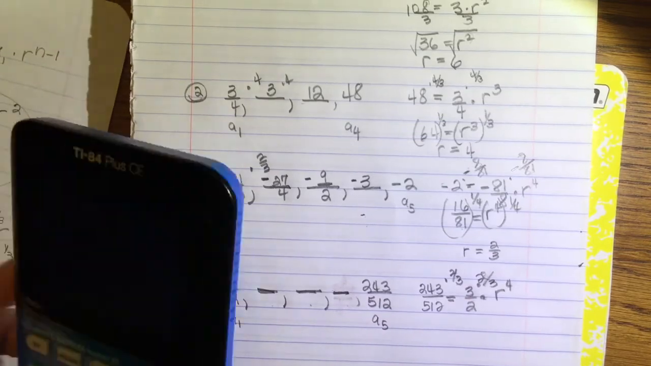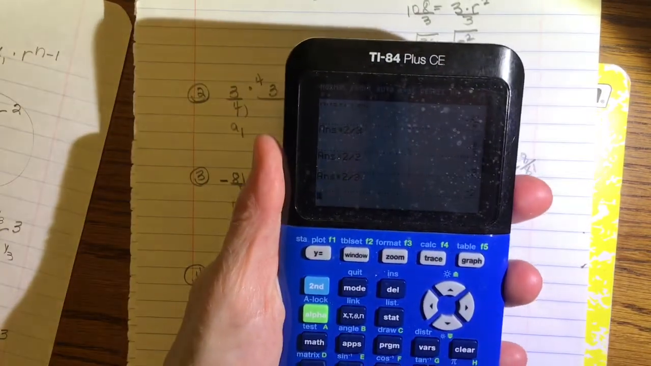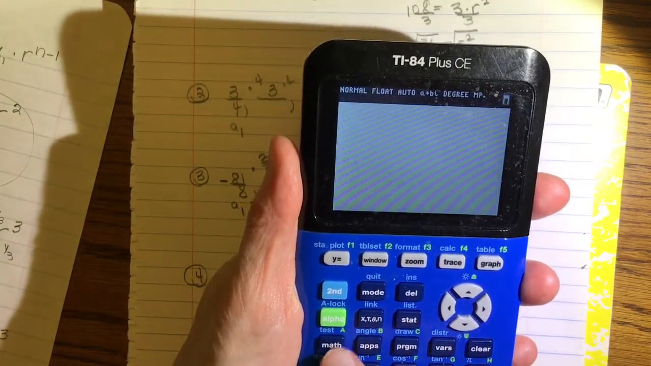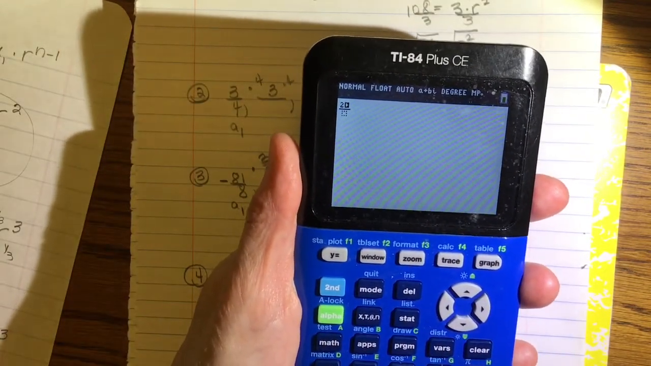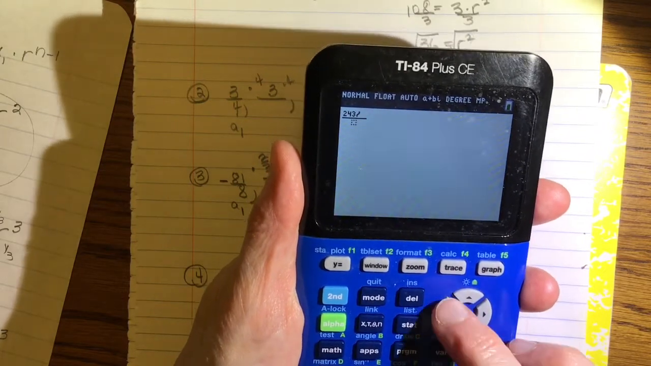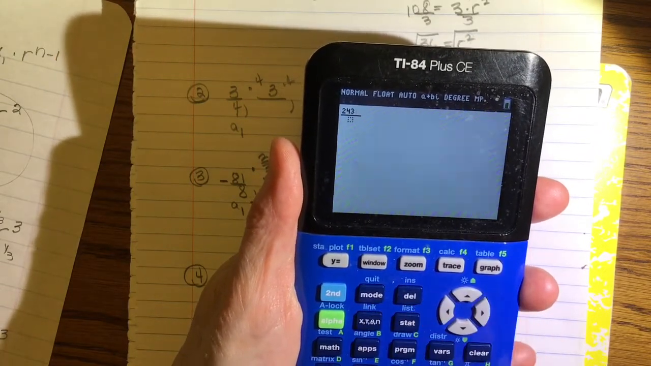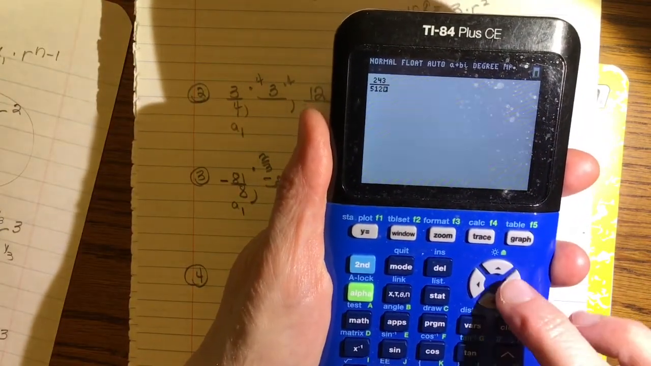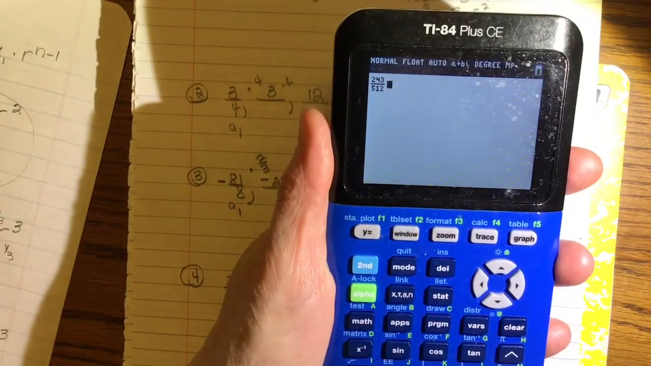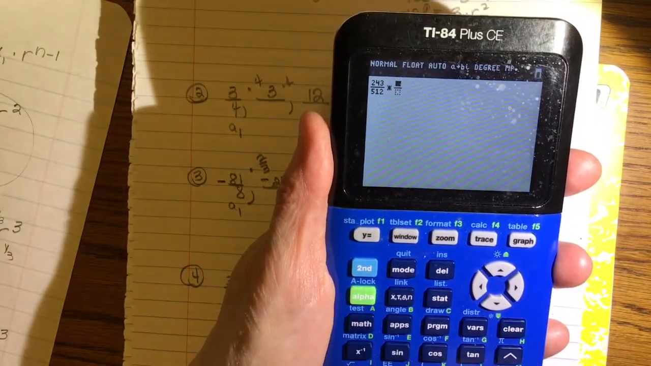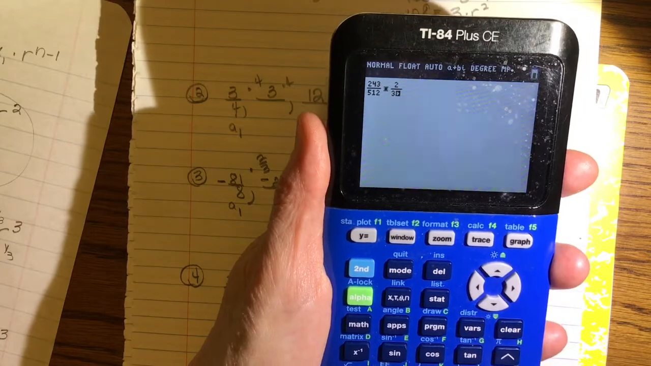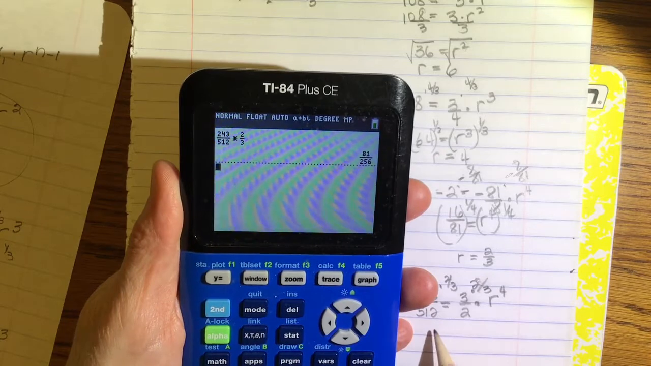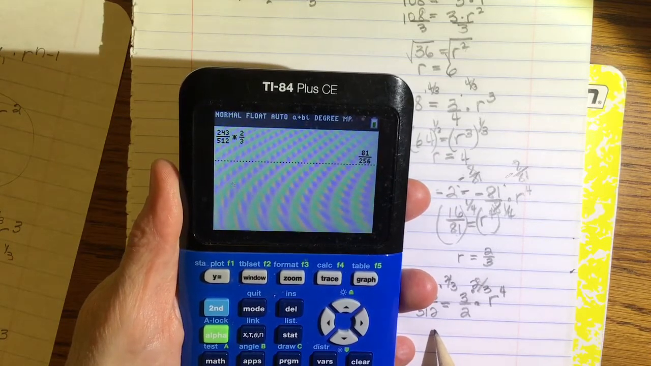Okay, and that looks pretty messy. See what's going to happen. 243. I'll use my alpha link key this time. 243 divided by, oh, not that. Delete. Over, you can tell I don't use it very much, 512 times alpha link 2 over 3. And it gave it to me as a fraction. So it's just kind of nice. I didn't have to do math frac because that would be a yucky looking decimal.